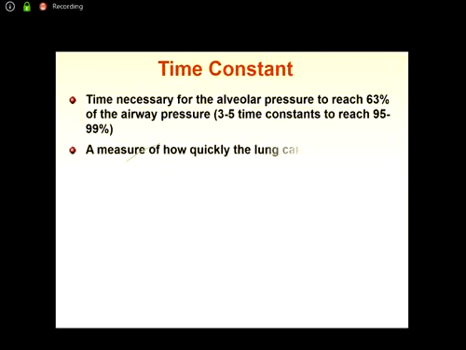Now, to put it in simple terms, the time constant is a measure of how quickly the lungs can inhale or exhale, how quickly the lungs can get rid of that air, or how quickly the lungs can get that air into the alveoli.